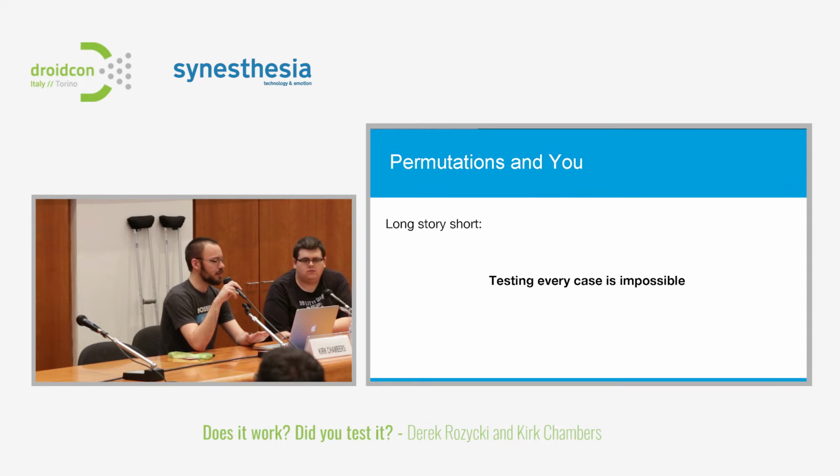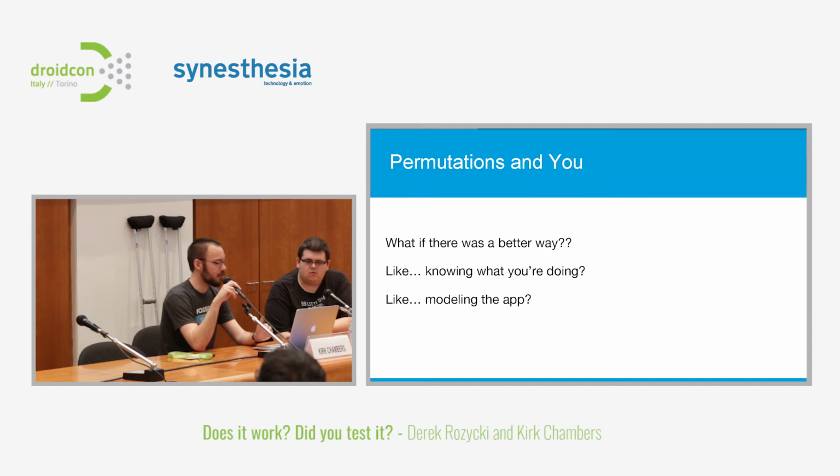So, am I saying don't do automation? No, not at all. It's a tool, but you need to think about applying the tool, not just say, oh yeah, we'll just automate our test cases and it'll be fine. So what if there were a better way, like knowing what you're doing, modeling your app, stuff like that?